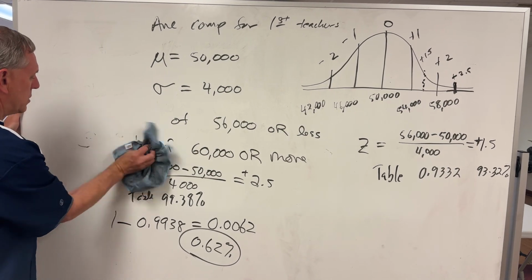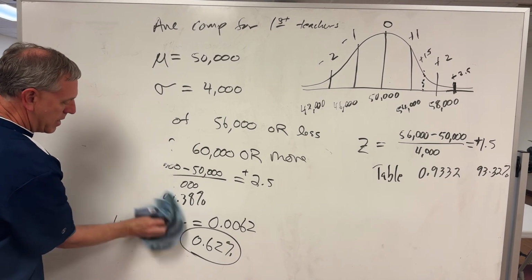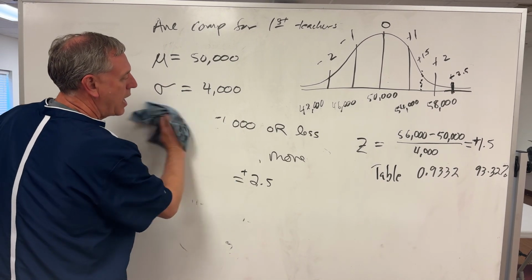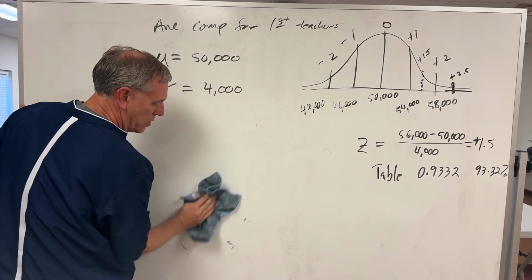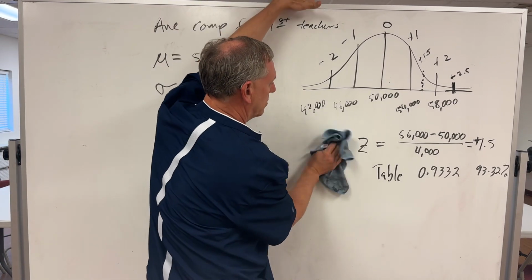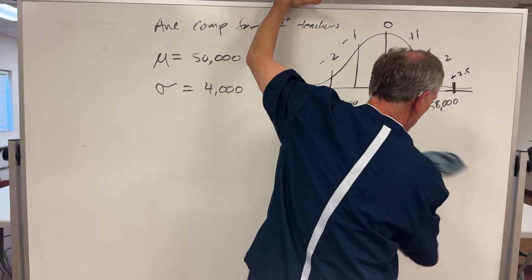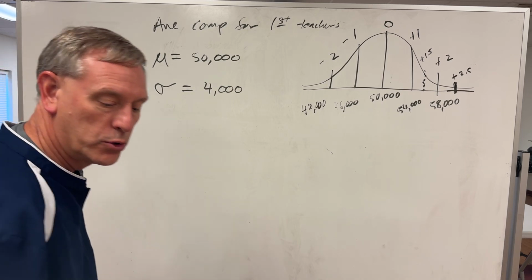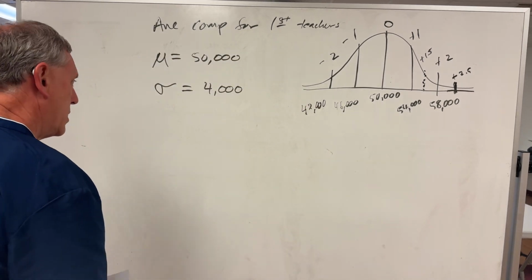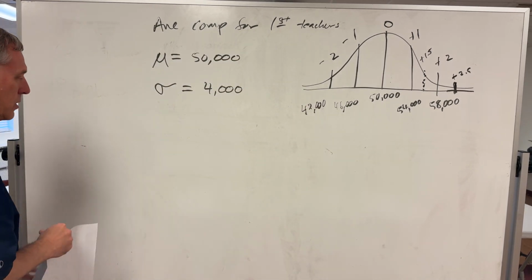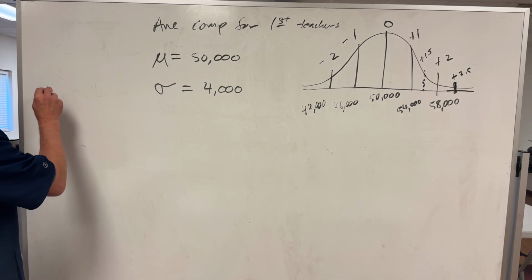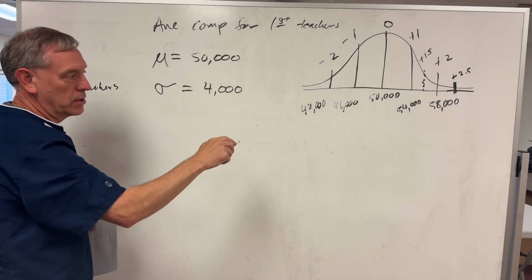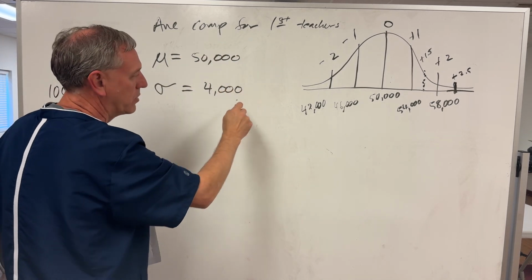Now what we're going to do is turn this more into a projection and ask the question, what if we were to hire 100 new teachers? How many of them would we guess would be making a certain compensation? Okay, so we use the same data set. Let's suppose we're going to hire 100 teachers in the state of Texas. Let's suppose they have a hiring rush. They're going to hire 100 teachers. And based on our data set here, a mean of 50,000, a standard deviation of 4,000.